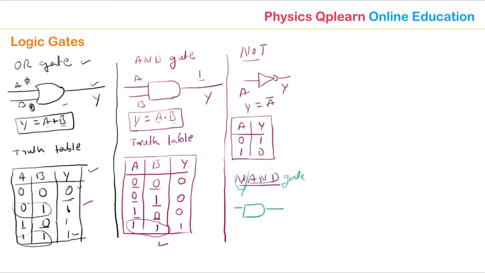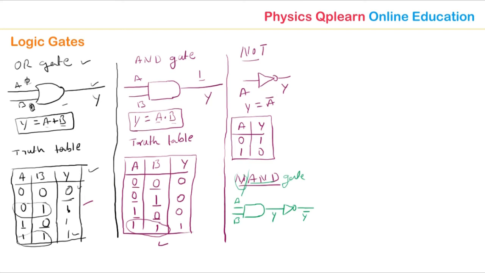Okay, clear? So this is input A and input B, and this is the output Y. And at the output I will join a NOT gate, and here we will get Y bar. So what is the output here? That will become reversed. So this is one of the circuit symbols of the NAND gate.